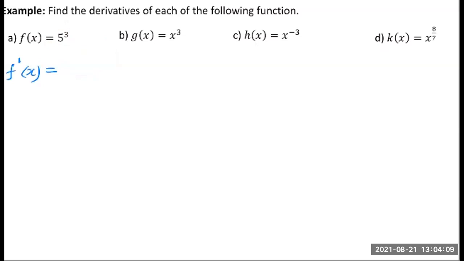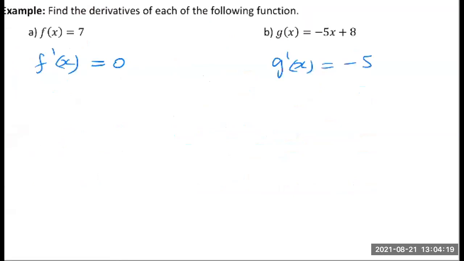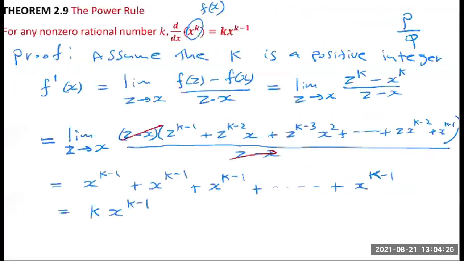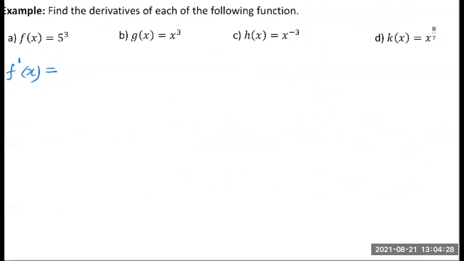But no, that's wrong. Notice that at the end of the day, this is a constant. 5 to the power 3 is 125. That is a constant. The derivative of a constant is 0. We already realized that in Theorem 2.8, the derivative of a constant is 0. Don't get distracted if you see something like this. If it is a constant, the derivative is 0.